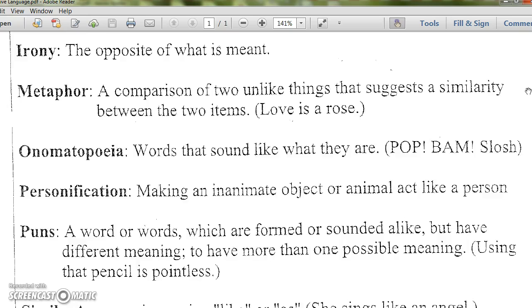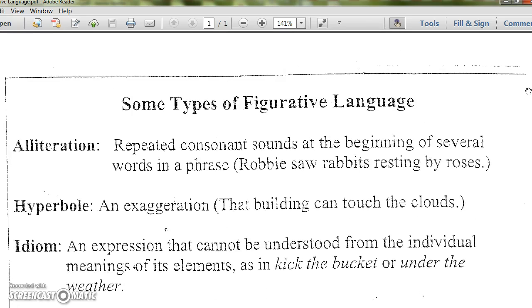So, I hope this was helpful for you. Please come and see me if you have any questions about figurative language.